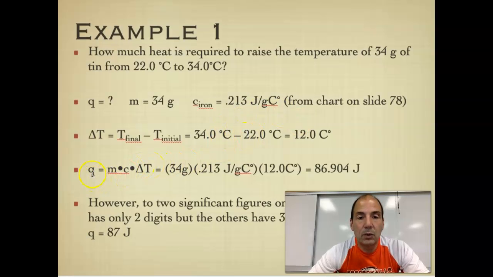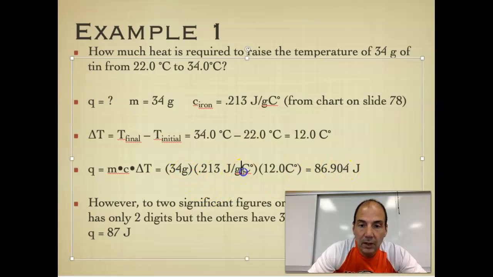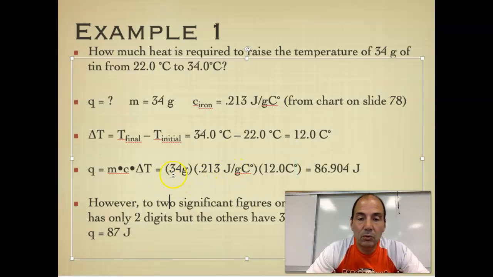Then I take my heat equation, because we're trying to solve for Q, our heat. I take the mass, 34, multiply by the specific heat, 0.213, multiply by the change in temperature, 12 degrees. Now, as far as units, you'll see there's a gram here, there's a gram here, they're going to cancel out. There's degrees here and degrees here, they're going to cancel out. The only thing that's going to be left is joules. Well, that's what heat should be measured in. Many of you won't include the units in your work. I don't take off there, but if your answer doesn't have units, I'm definitely taking off. When you do the math, you come up with something like 86.904.